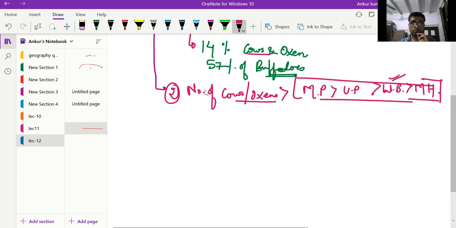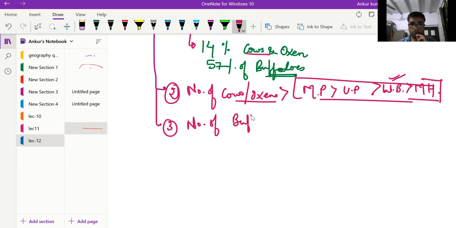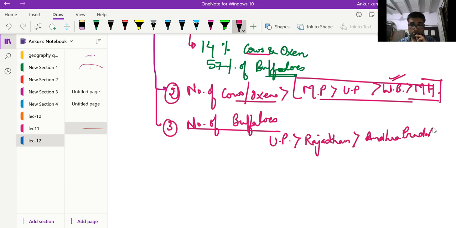Fact number three is with regard to the number of buffaloes. Buffaloes are highest in UP. After UP, Rajasthan. After Rajasthan, it is Andhra Pradesh. After Andhra Pradesh, it is Gujarat. So this is the decreasing sequence of the number of buffaloes state-wise.